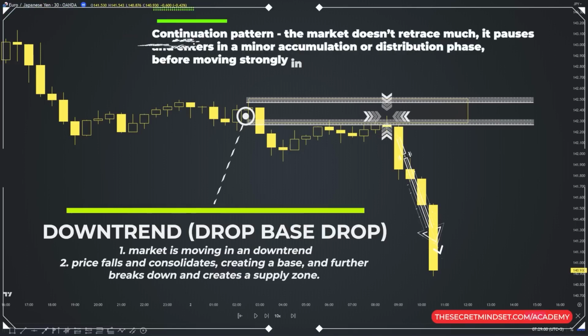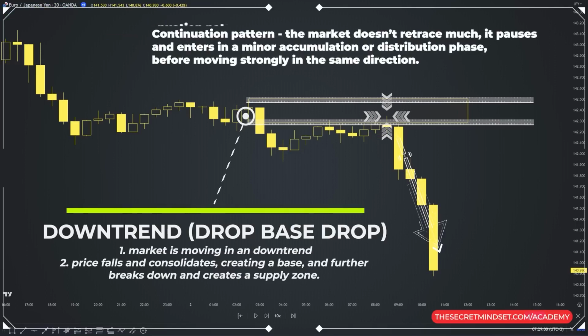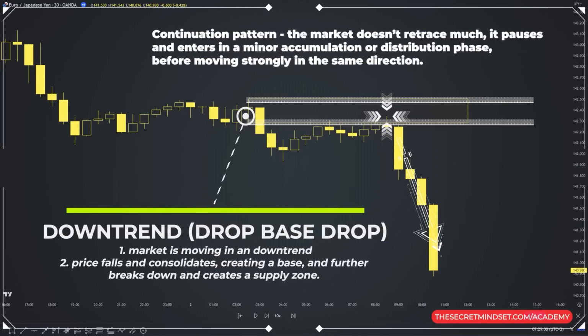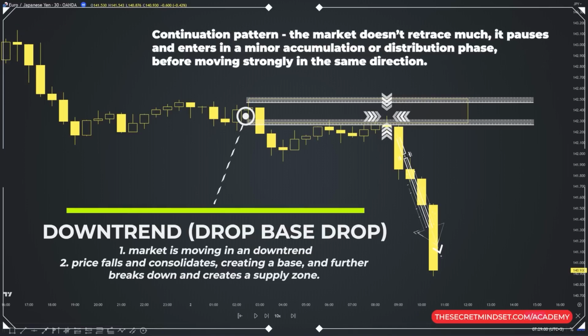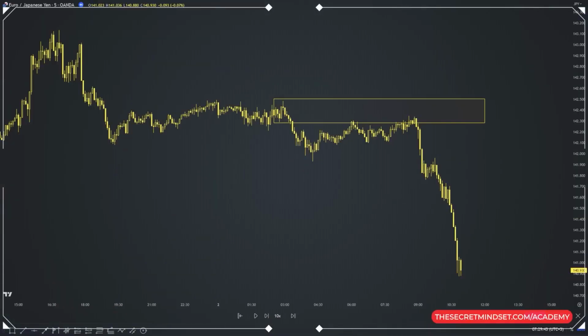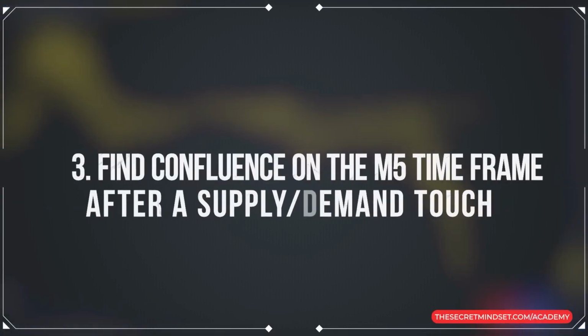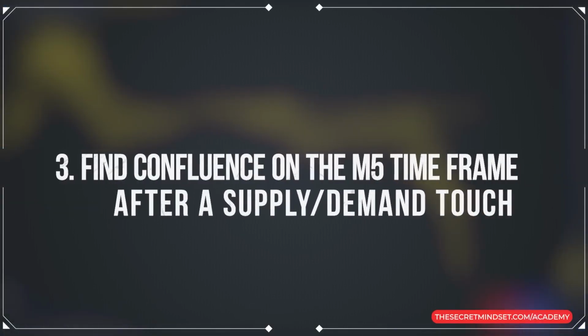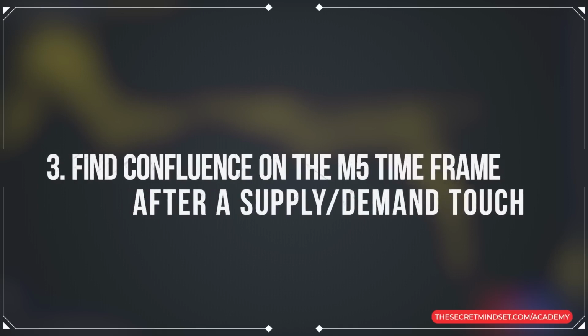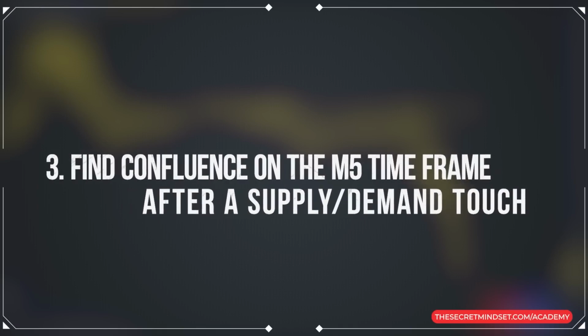In this continuation pattern, the market doesn't retrace much. It pauses and enters a minor accumulation or distribution phase before moving strongly in the same direction. The third step is to wait for the price to retrace and touch one of your supply or demand zones. Once the price touches the zone, you move to the 5-minute chart.